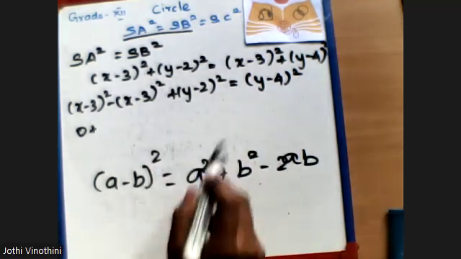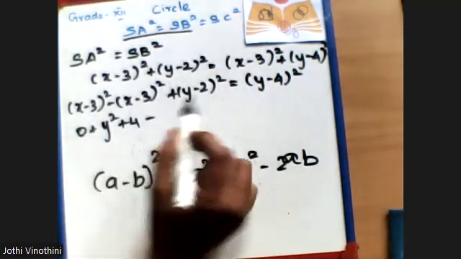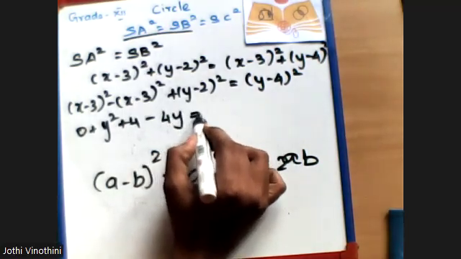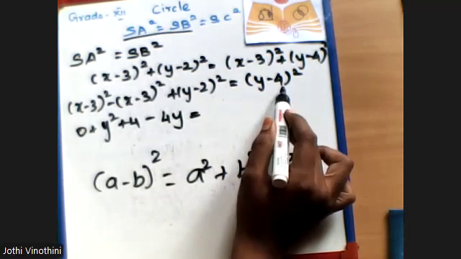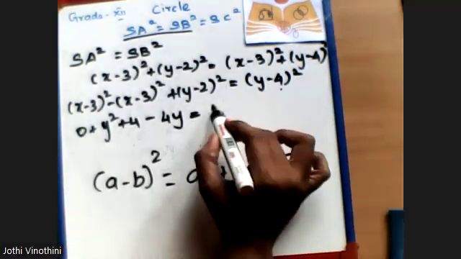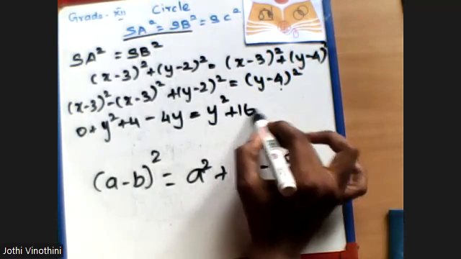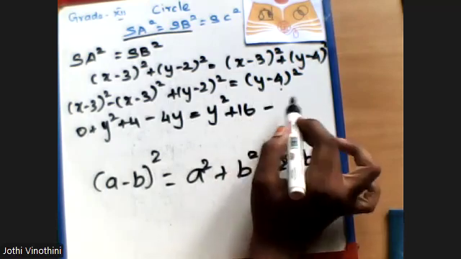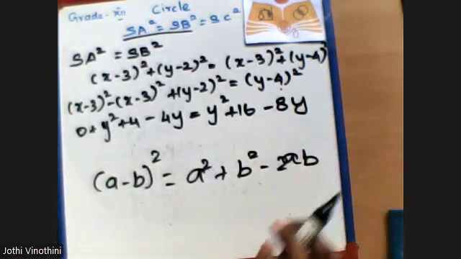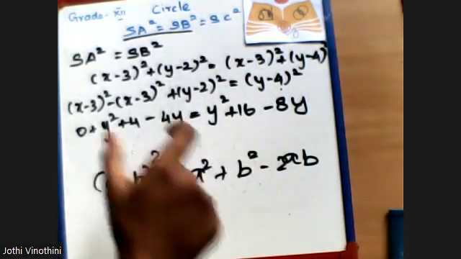Right? So we are going to apply this here. So y squared plus 4 minus 2ab, 2 times 4 times y, so minus 4y, equals; here also (y minus 4) the whole square is in the (a minus b) the whole square format. So y squared plus 16 minus 2 times 4 times y, so it will be 8y. Yes.